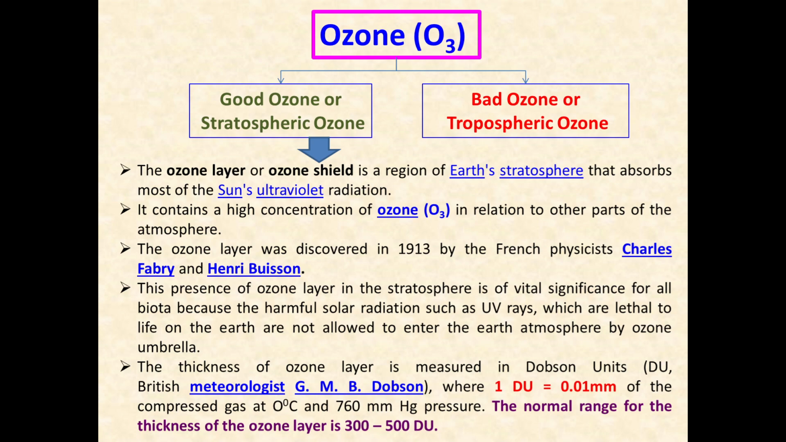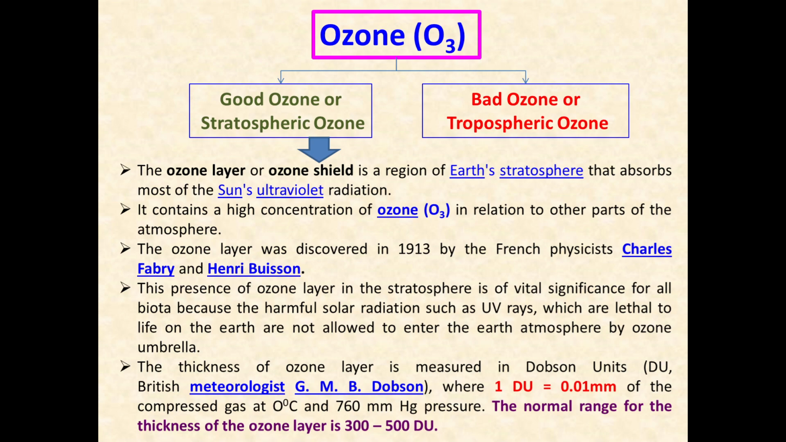It is called the ozone shield or ozone layer, which absorbs most of the sun's ultraviolet radiation. It contains a high concentration of ozone molecules in relation to other parts of the atmosphere. The ozone layer was discovered in 1913 by the French physicists Charles Fabry and Henri Buisson.